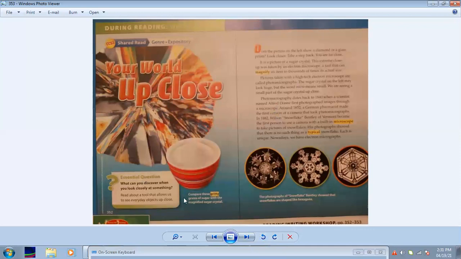All right, let's move on to Your World Up Close. This week's essential question: what can you discover when you look closely at something? Okay, let's see what happens when we look closely at sugar and some snowflakes. Does the picture on the left show a diamond or a glass prism? Look closer. Take a step back. You are too close. It is a picture of a sugar crystal.